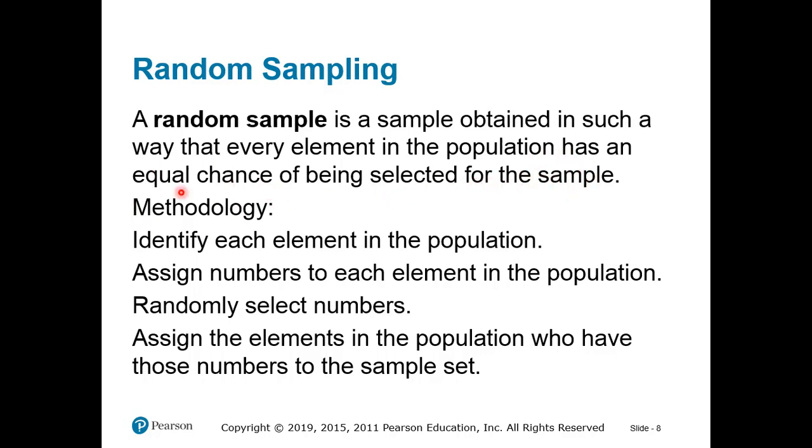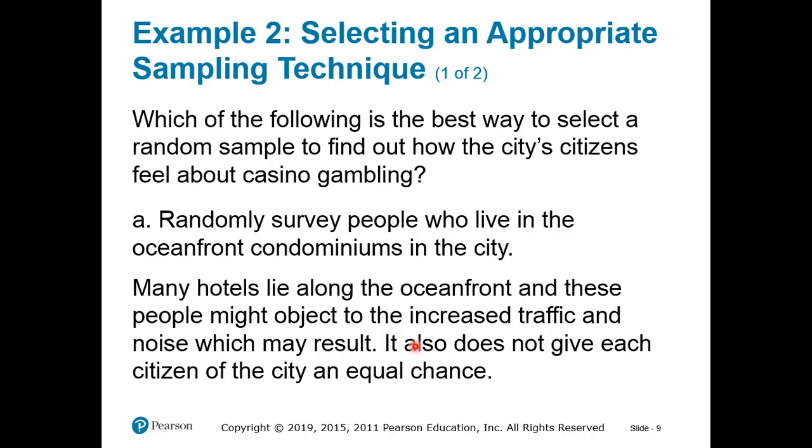So here's the methodology. We identify each element in the population, which could be a subject or person, what have you. We assign numbers to each element in the population. Then we randomly select a subset of numbers. And then we select the elements in the population who have those numbers, and those become our sample set. Now this is a particular type of sampling method called the simple random sampling method.